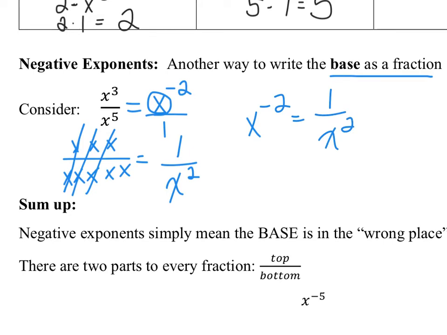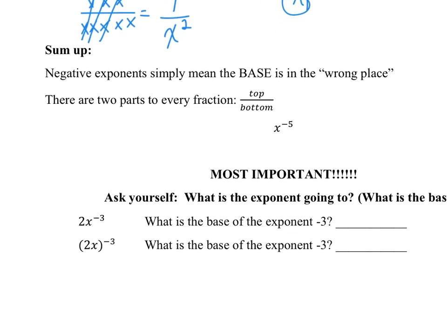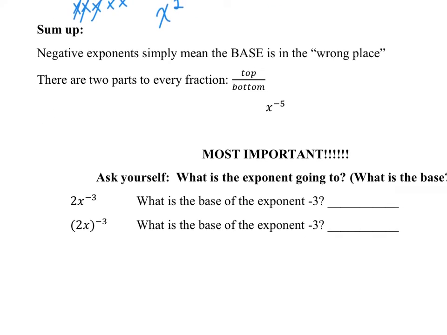So you have to recognize when you have a negative exponent, it's the same thing as this base should be a fraction. So the base, I like to say, if you look on the next one, the base is in the wrong place. Okay, it's like an elevator button. There's lots of different ways to think about it, but technically the base is in the wrong place.